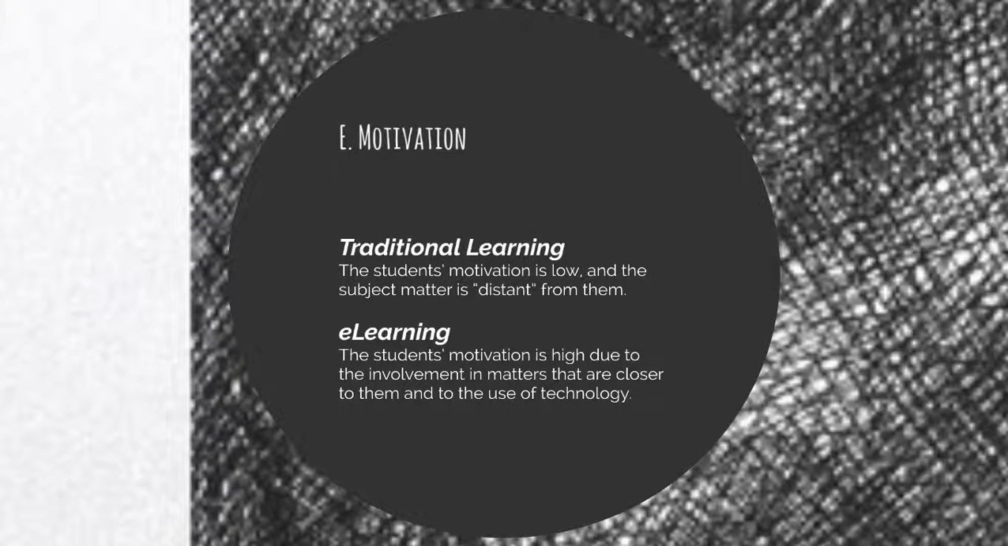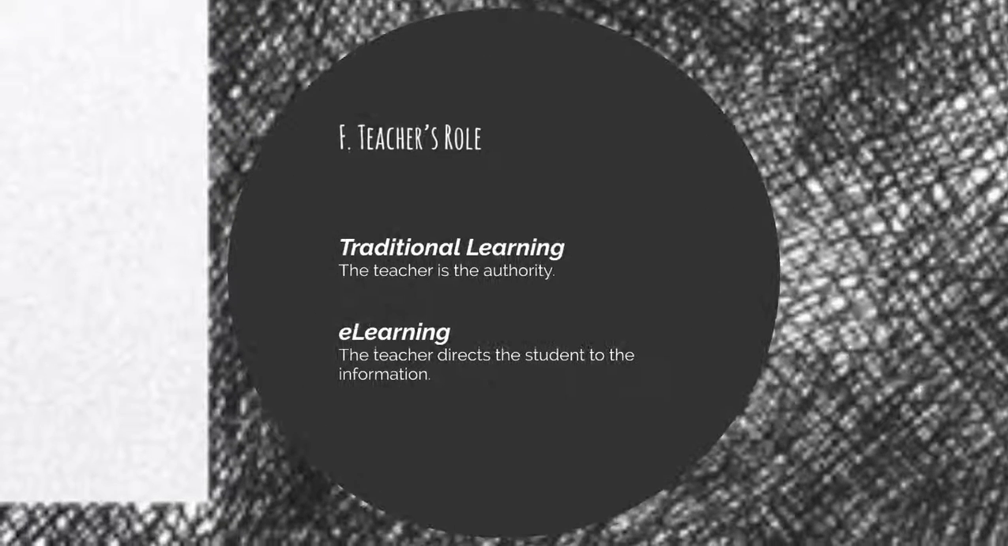Fine. Motivation. Traditional learning, the student motivation is low and the subject matter is distant from them. E-learning, the student motivation is high due to the involvement in matters that are closer to them and to the use of technology. Teacher role, traditional learning, the teacher is the authority, and e-learning, the teacher directs the student to the information.